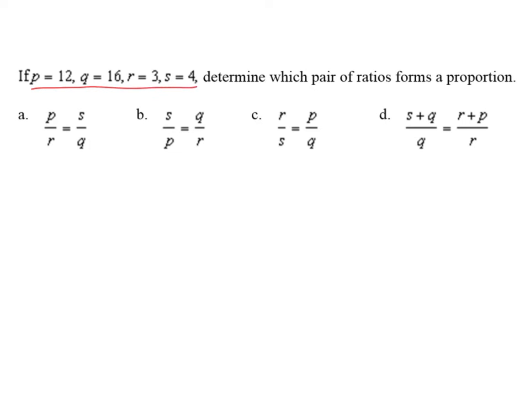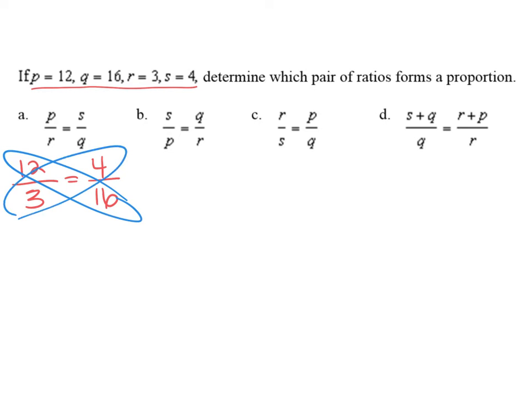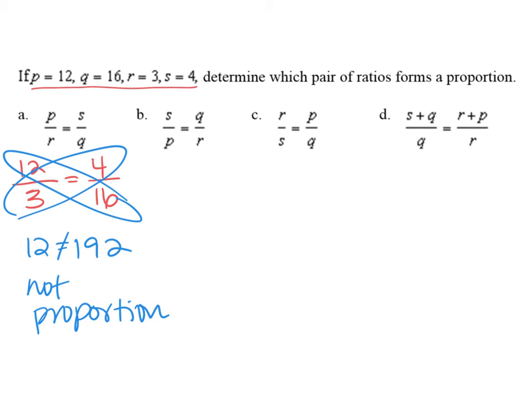So it's giving us values for each variable. So P is 12, if I look at A, R is 3, S is 4, and Q is 16. Okay, so I want to figure out, is P over R equal to S over Q? So this is where I look at the cross products. Hopefully right away you can tell that this one isn't going to work because 4 times 3 is 12 and 12 times 16 is not 12, right? That's 192. So those are not equal, so that is not a proportion. Or you could just write yes or no.